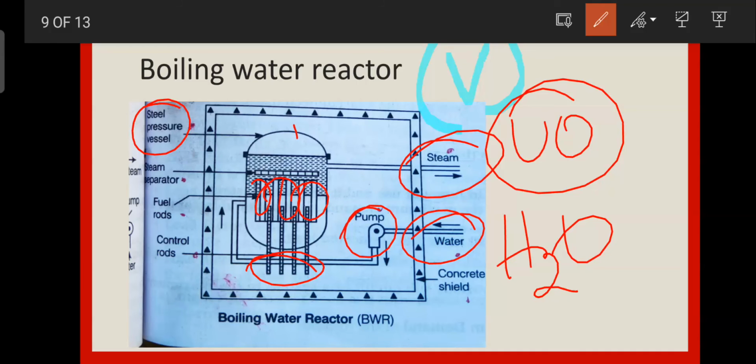It is a direct cycle reactor. The steam is produced in the reactor itself, and this steam after passing through the turbine goes to a condenser and returns to the reactor. So the condensed water returns to here. Okay, remember all those things.